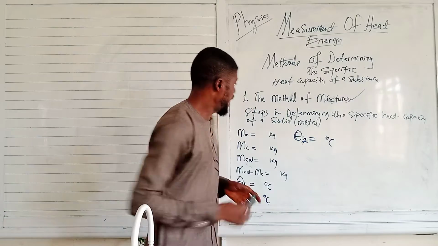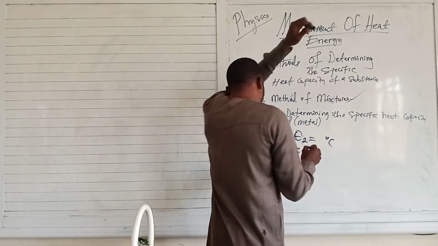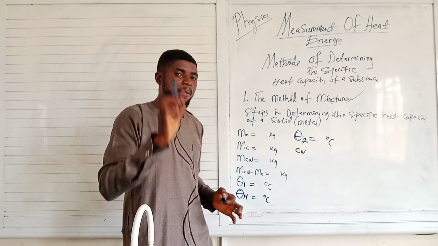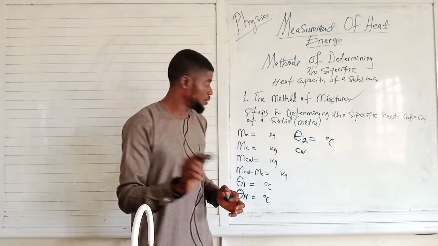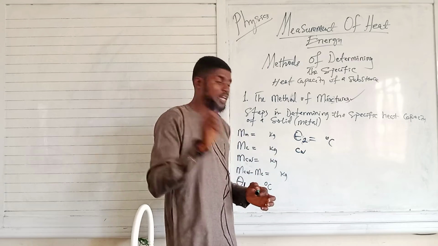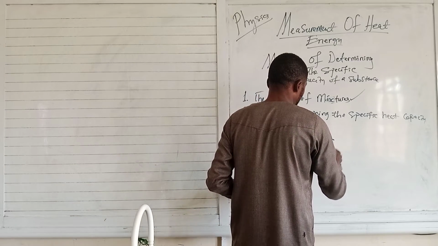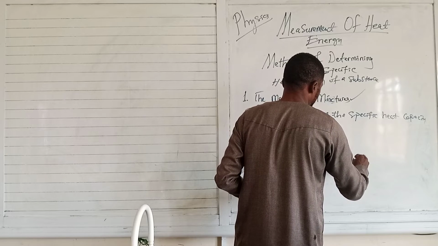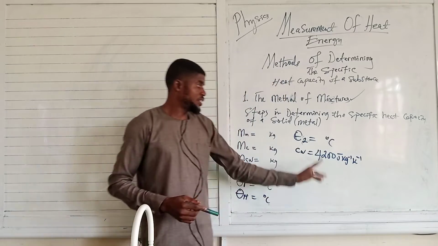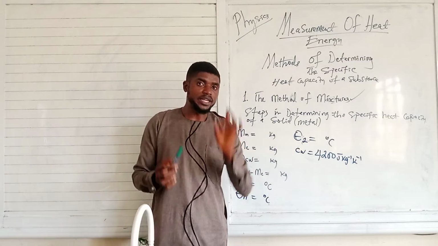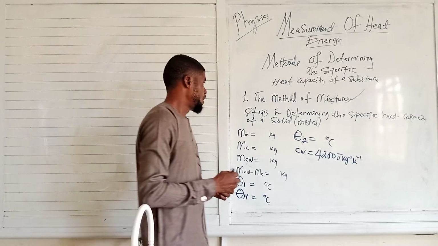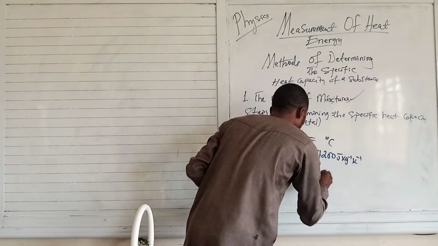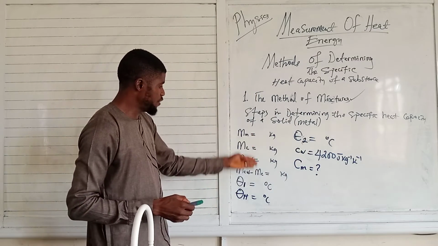Now, the next line of action is to put in the specific heat capacity of water. The specific heat capacity of water is a constant, and it's given as 4,200 joule per kilogram per Kelvin. That is the value for the specific heat capacity of water. Now, the next thing is the specific heat capacity of the metal, which you have to look for. Mind you, have all this information with you.